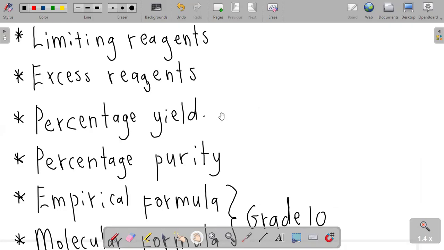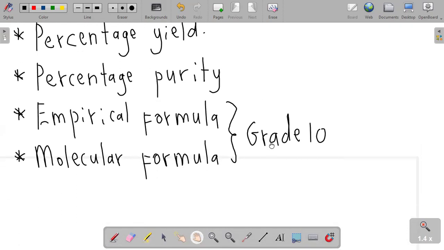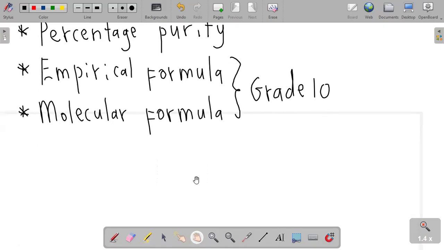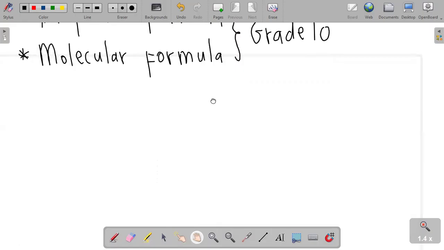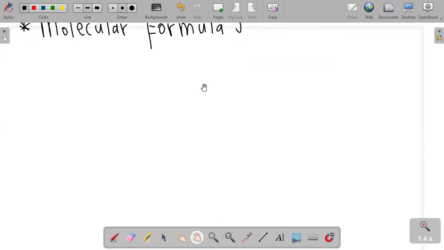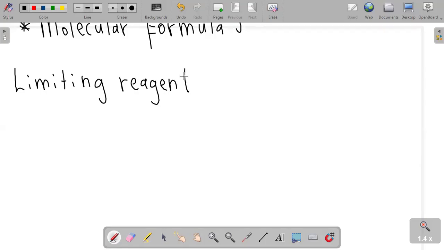So how do you determine the limiting and the excess reagents? Let me just start with the definitions. So what is a limiting reagent?